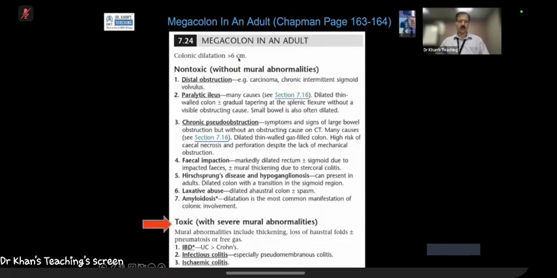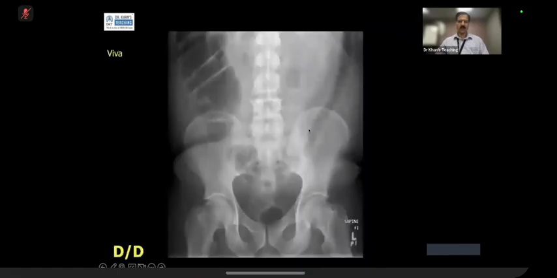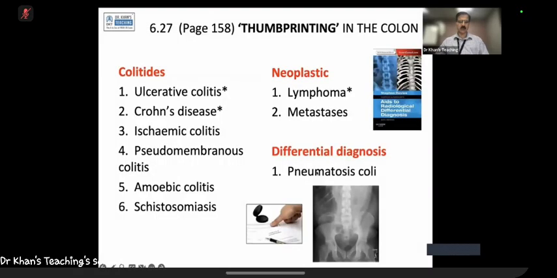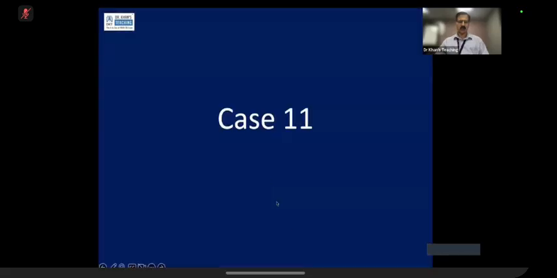In your book, megacolon has two different subheadings, non-toxic and toxic, where there are severe mural abnormalities, which includes IBD, UC, Crohn's disease, infectious colitis, and ischemic colitis. And this is a case in which thumbprinting can be seen actually in the descending colon. And this is the differential diagnosis of thumbprinting in the colon, which can include ulcerative colitis, Crohn's, ischemic, pseudomembranous, amoebic, schistosomiasis, and sometimes it can also be seen in lymphoma and metastasis.